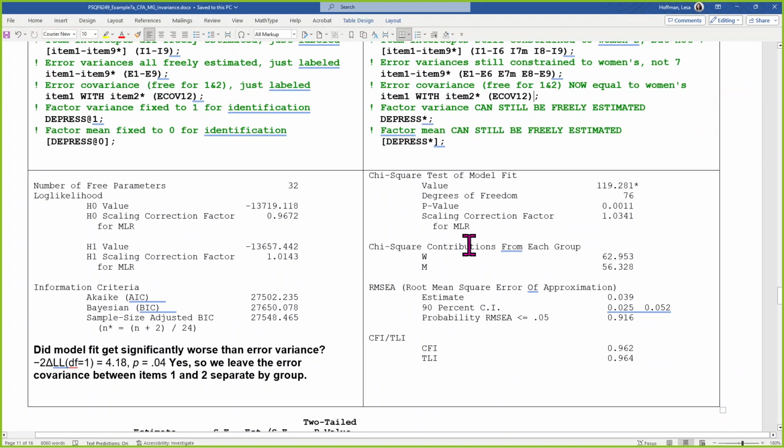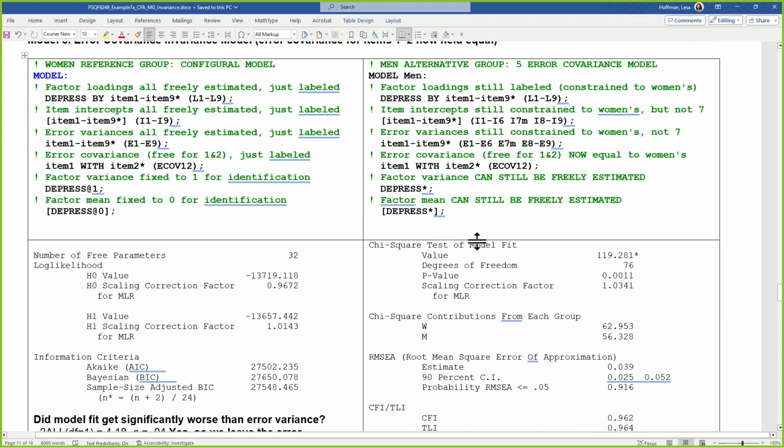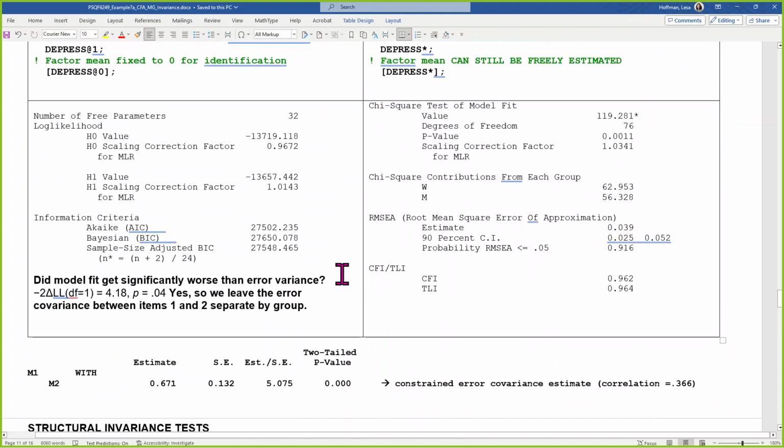And in this case, how many degrees of freedom did we save by making the error covariance the same across groups? How many degrees of freedom did we save by constraining the single error covariance equal across groups? Don't think too hard. I had 2. Now I have 1. I saved 1. Yeah, so this one is an easier one.